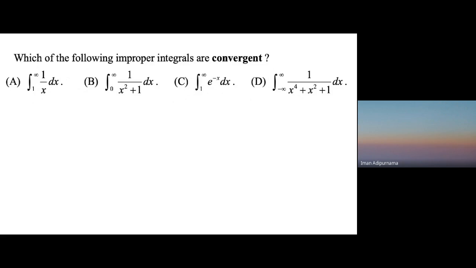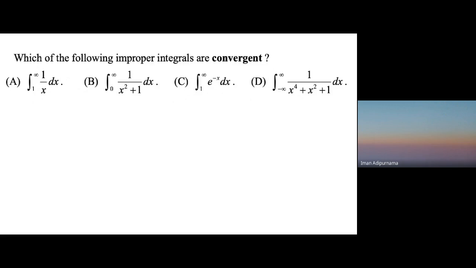Can anyone get the answer? The first one is divergent, right? The first one is divergent. Second, convergent or divergent? Convergent, right? Because of the inverse tangent, right? The inverse tangent of infinity is pi over 2, right? So it will be convergent.